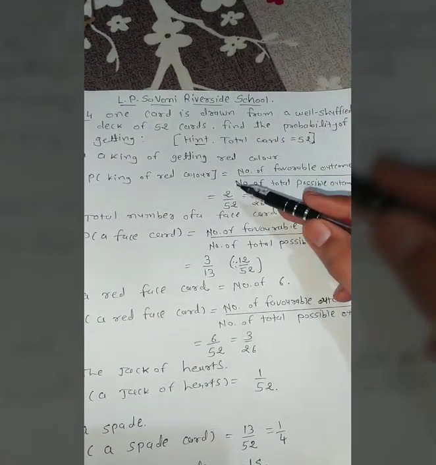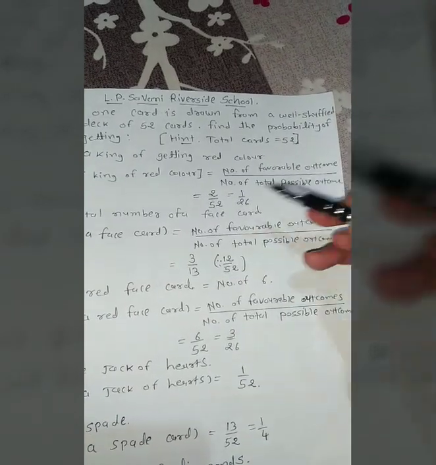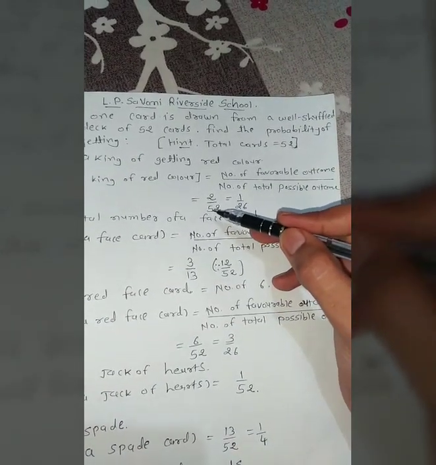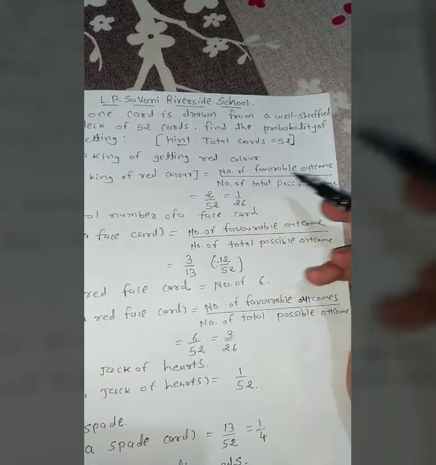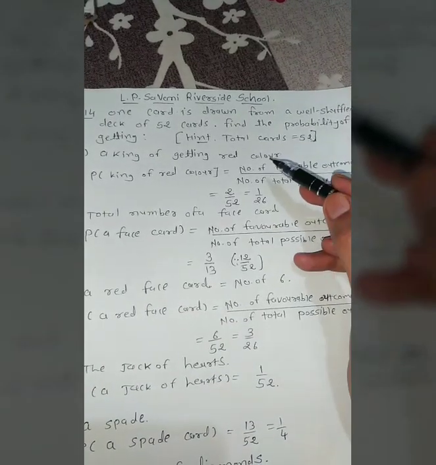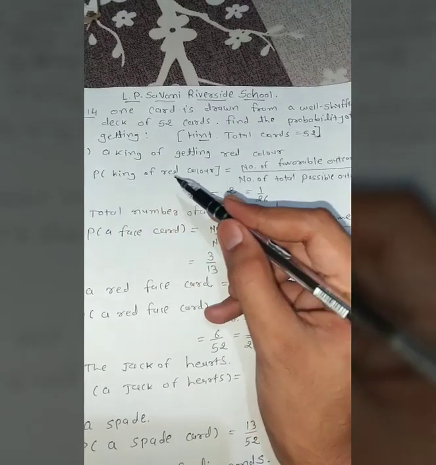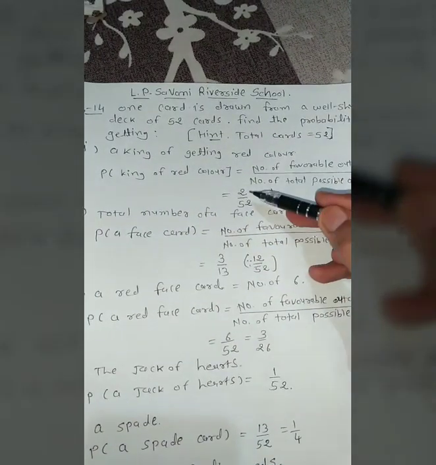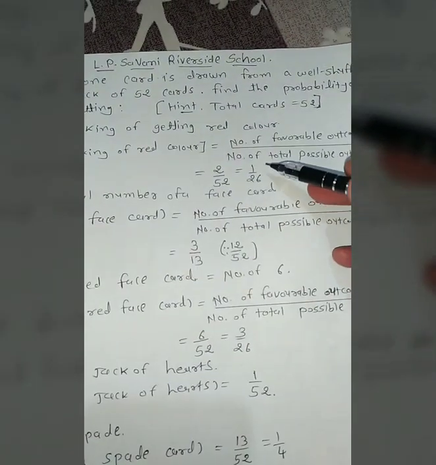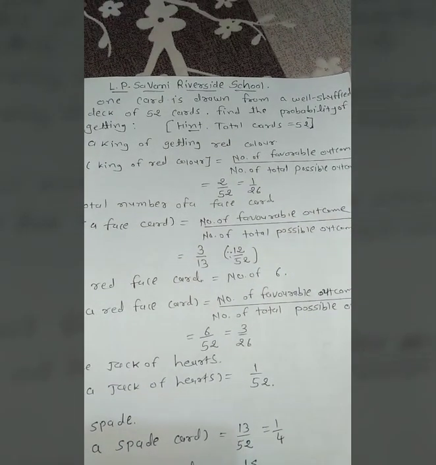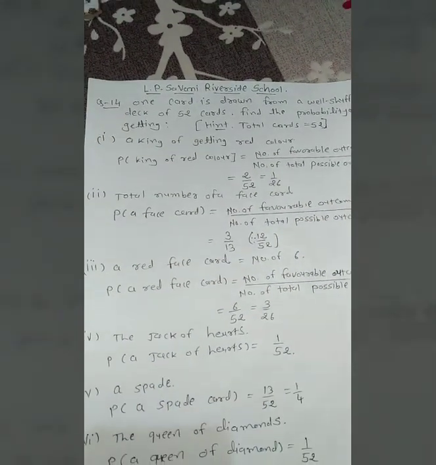Okay, so the total number of possible outcomes is 52, and the number of favorable outcomes means we get two cards containing the king of red color. So 2 upon 52, which gives 1 upon 26.